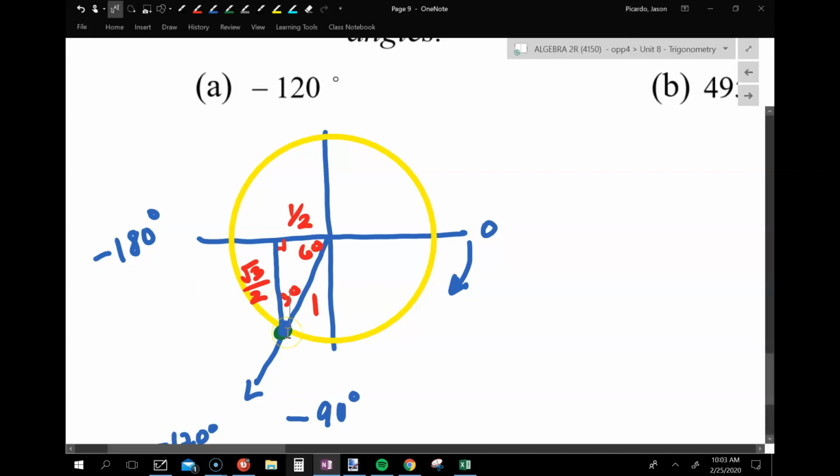So how do I get to this point? From the origin, I move to the left. How much? A half, which means it's negative 1/2. And then I move down, which means it's negative radical 3/2.